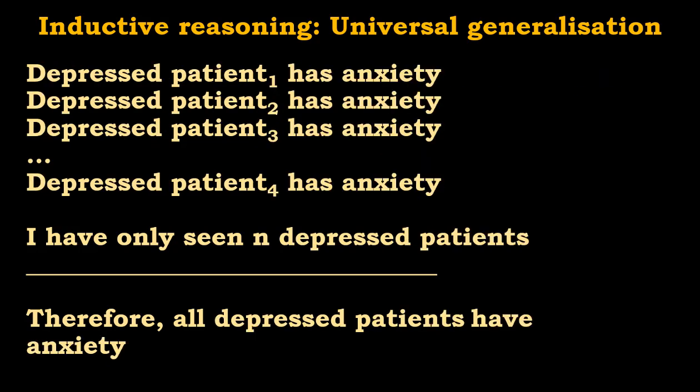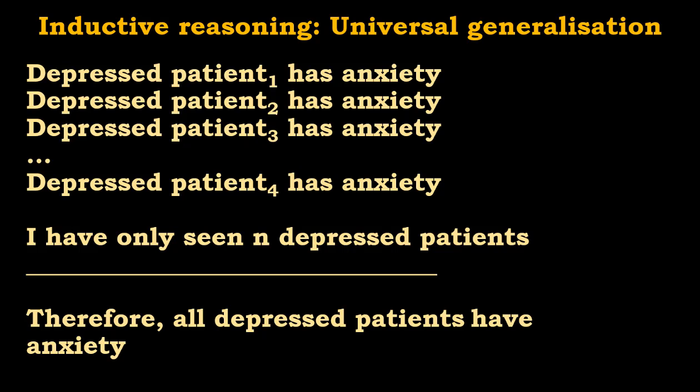Let's see an example. Depressed patient 1 has anxiety, depressed patient 2 has anxiety, all depressed patients I've observed have anxiety, therefore all depressed patients have anxiety. This is a stronger generalization than in the previous case. I'm not saying that just the next example will have anxiety. I'm saying that all instances of x, or all depressed patients, will have anxiety. So it's a stronger generalization.